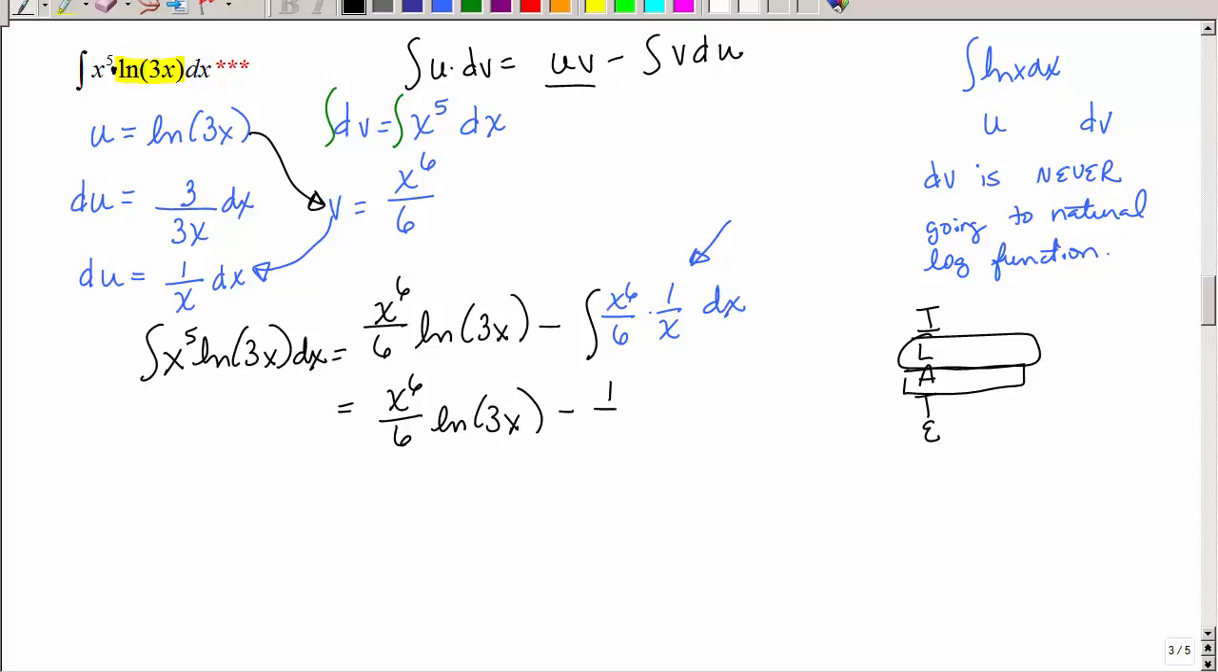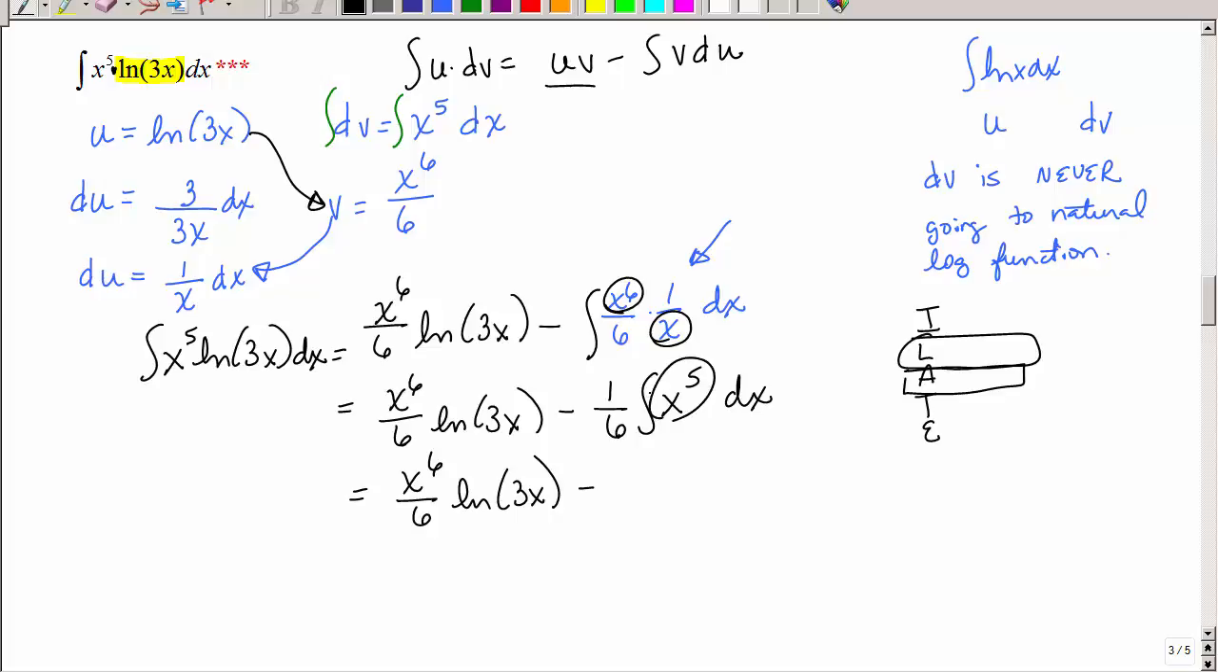So I'm going to pull out my 1/6. I'm going to reduce my x's to x to the 5th. And lo and behold, I just have the power rule. So I have x to the 6th over 6 times the natural log of 3x minus, and then I'm going to add 1 and divide by that, so that's going to be this 6, and then when I divide by another 6, that's going to be 36, x to the 6th, plus c.